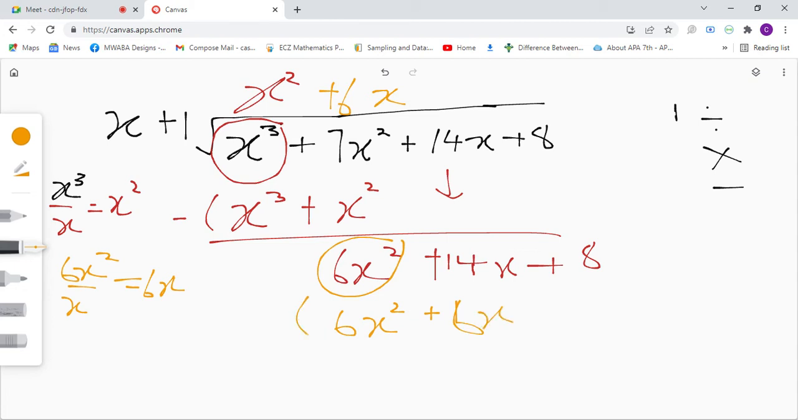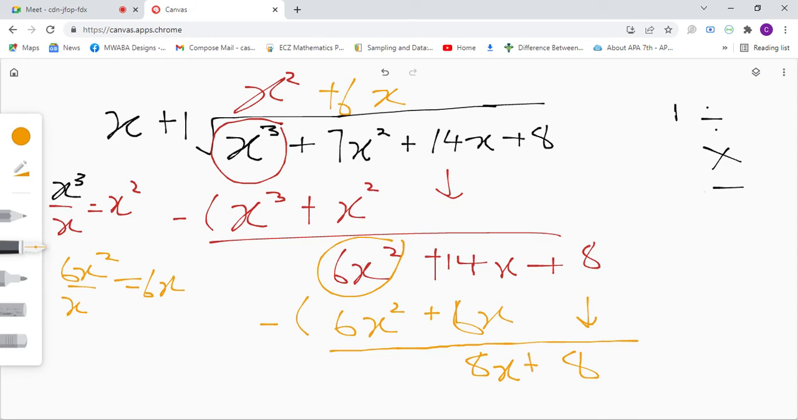And then we subtract. 6x squared minus 6x squared, we get 0. 14x minus 6x, we get 8x. Then we're going to subtract 8 minus 0, we're going to get 8.